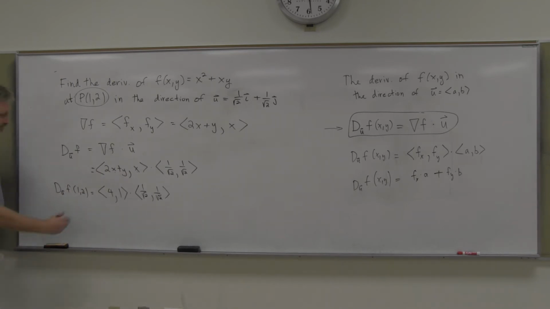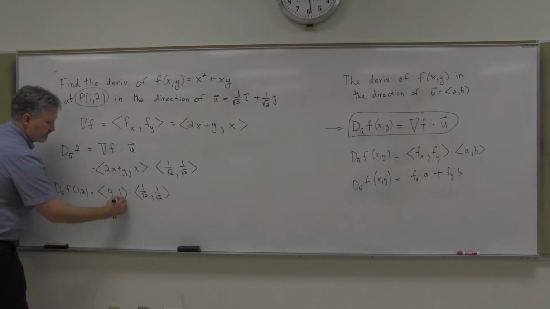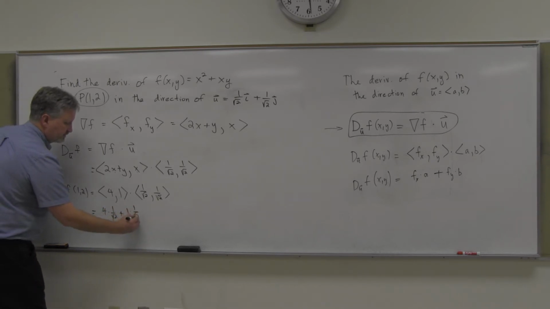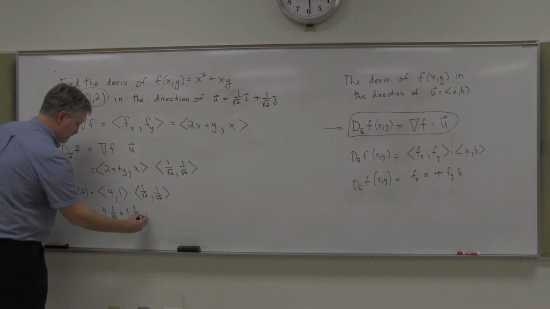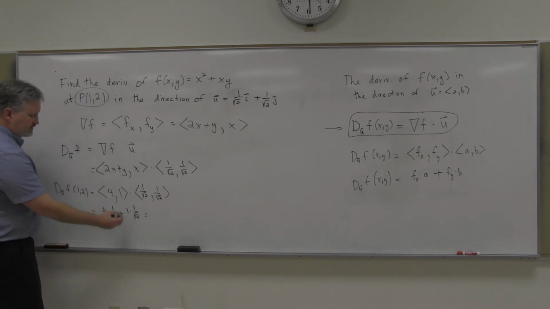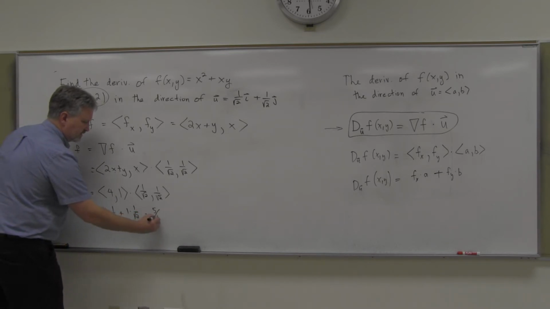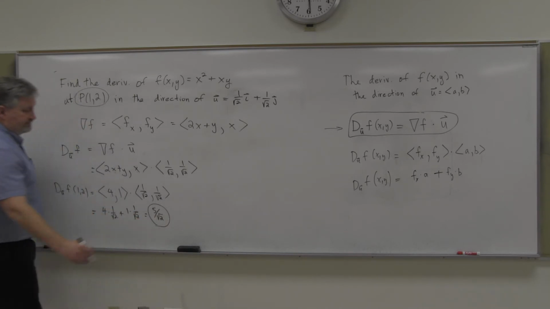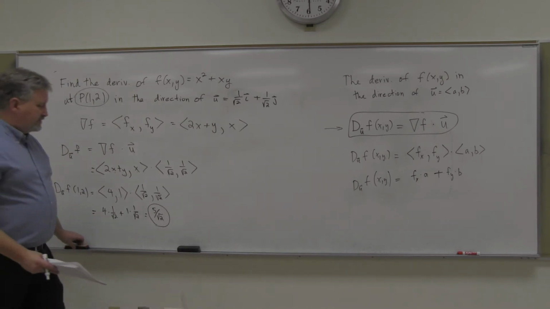So you do 4 times 1 over square root of 2 plus 1 times 1 over square root of 2. The dot product is a very simple computation. So what does that wind up being? 4 over square root of 2 plus 1 over square root of 2, so that's the common denominator. Combine those, and this particular value would be 5 over square root of 2. Not too bad.